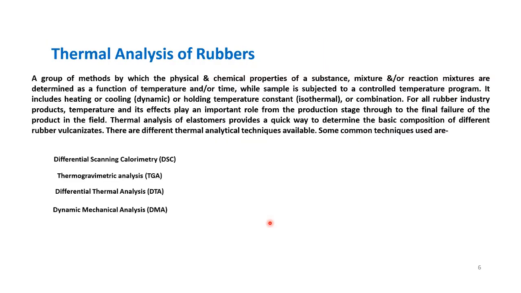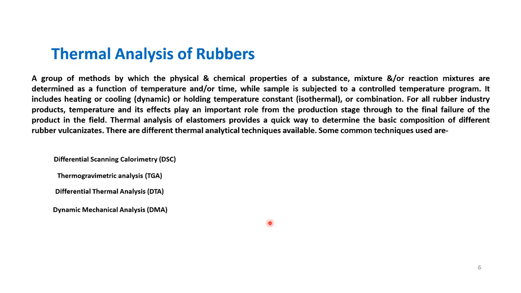So, thermal analysis of rubber. It is a method by which we can determine the physical and chemical properties of a substance, mixture or reaction mixture, and it is used to determine these properties as a function of temperature or time. While the sample is subjected to a controlled temperature program, we can increase the temperature with time, or we can keep a particular temperature constant and see the difference in the physical and chemical properties with time. So both can be done.